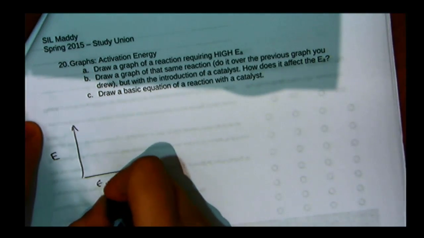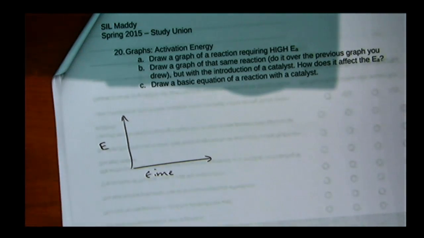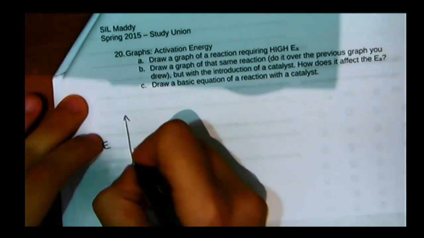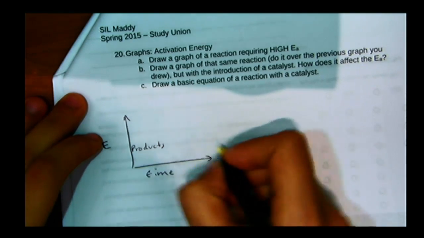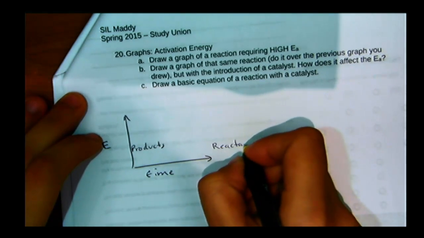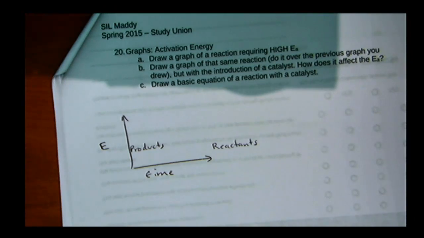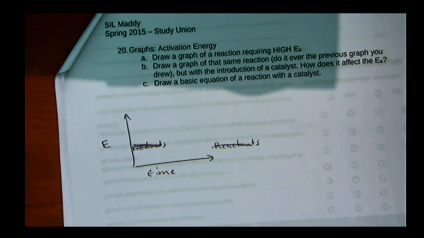Or something to figure out what I'm trying to ask. But I just want to know, what do you guys think it means when I have a high activation energy? If you have your graph, this is your energy, and this is time. What would it look like for a reaction? This is our products, and these are our reactants. What would it look like for our reactants to have a high activation energy?